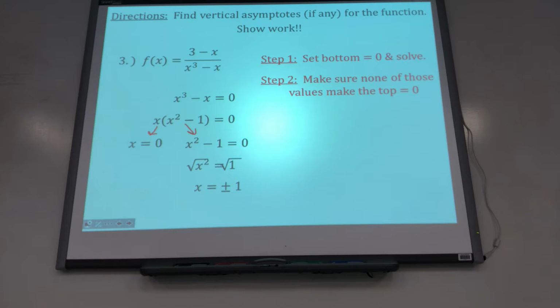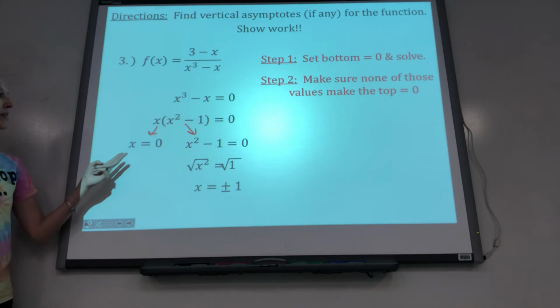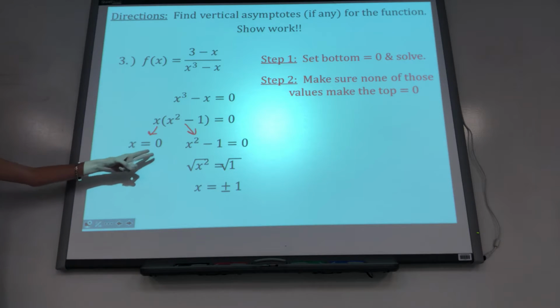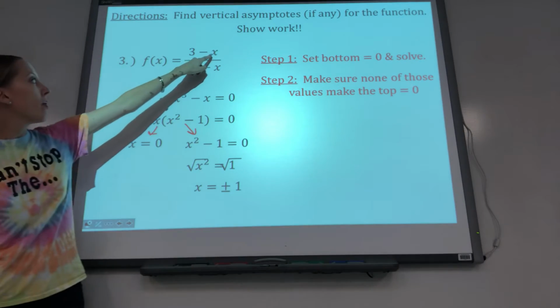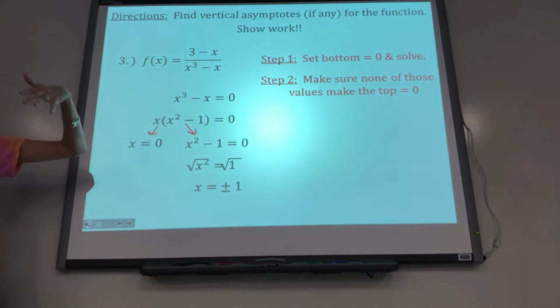Make sure none of those values make the top equal 0. That was the definition. It occurs at x equals c as long as f of c does not equal 0, but g of c does. And so I'm going to just do this real quick here in my head. If I take this x value of 0, plug it in up top, 3 minus 0 is 3. That's fine. I'm just making sure it's not 0.